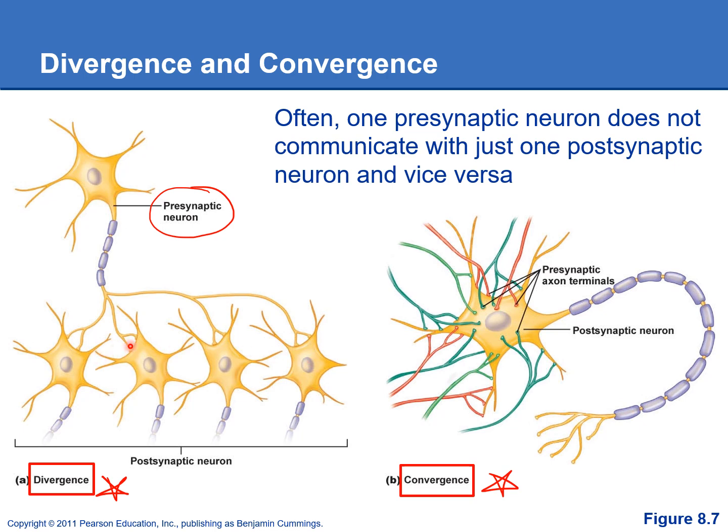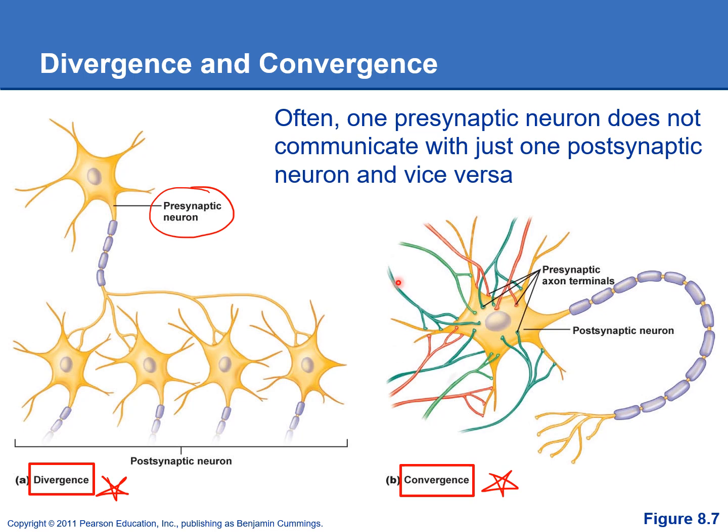And an example of divergence that we're going to look at later is we'll see this happening in the patellar or knee jerk reflex. We'll see this divergence happening. And then the opposite of divergence is convergence. So this is where we have lots of different presynaptic neurons all converging onto one postsynaptic neuron. So it's just the opposite of divergence.